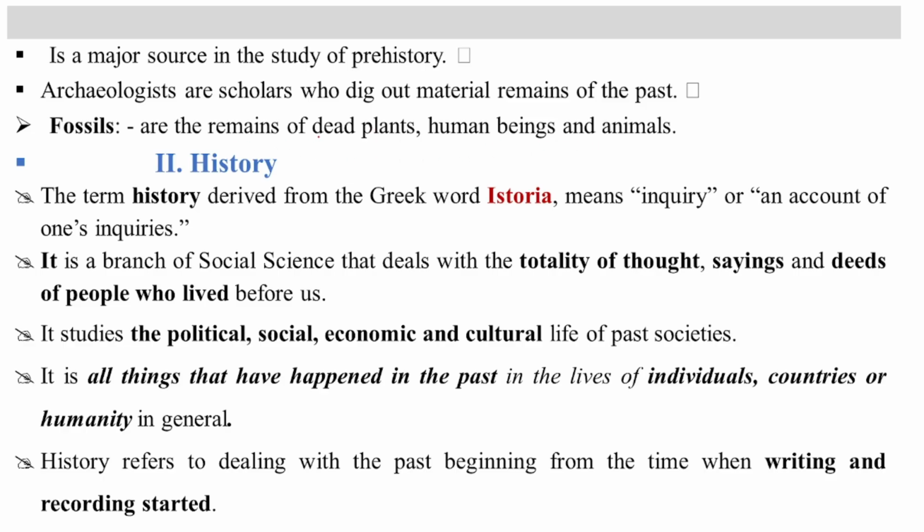Yookiin immoo remains of dead plants, human beings and animals jedhama. This means fossils. So the second one, history. History gaafa jennu immoo the period of history of mankind after the beginning of writing system. Keessayyuu waggaa 6,000 asitti kan jiru, this is known as the period of history.